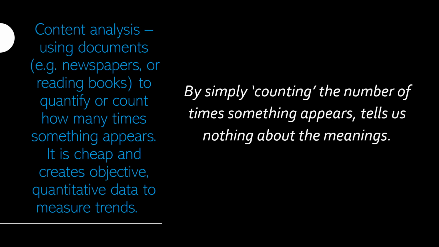Another strength is content analysis. So using documents such as newspapers or Lobban, who looked at reading books, they used to quantify or count how many times something appears. It's quite cheap, it's a little bit quicker to conduct. It creates objective quantitative data so we can measure trends. Now, a problem with this is, according to interpretivists, just by counting the number of times something appears tells us nothing about what meanings might we attach to that instance.